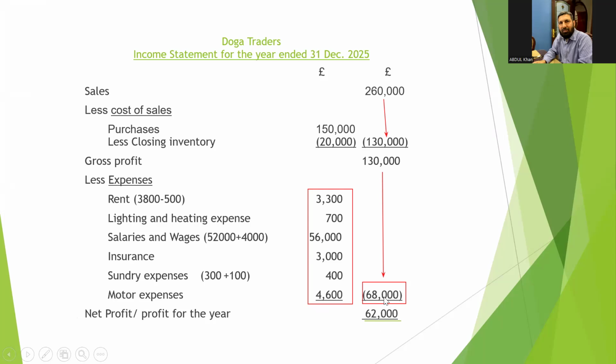If this figure is bigger than the gross profit, let's say 168,000, then when you subtract it, you will get a minus figure. When you get the minus figure, you will write net loss or loss for the year. Okay. I hope you have understood. If you have any questions, you can ask me.